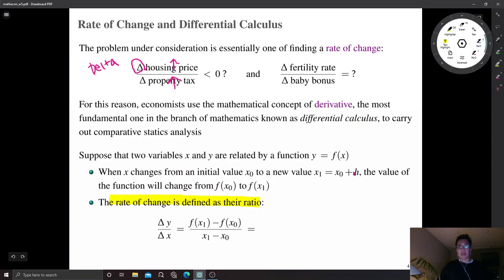So in terms of h, the increment of x, we can rewrite this as f of x naught plus h minus f of x naught, divided by h, because x1 is simply x naught plus h. Right? So here h stands for the change in x, and the change in y can be expressed as the difference between these two.